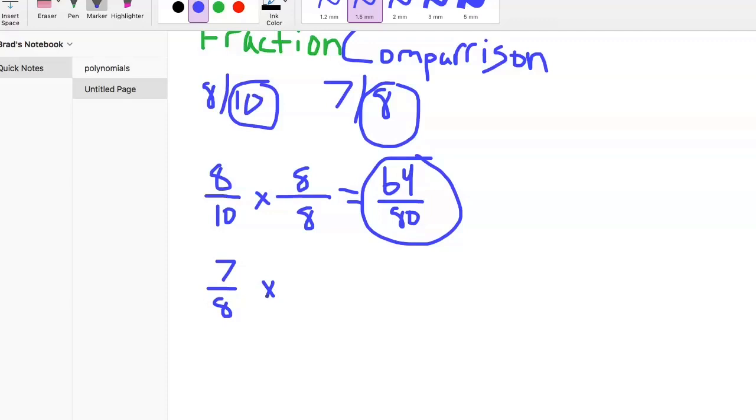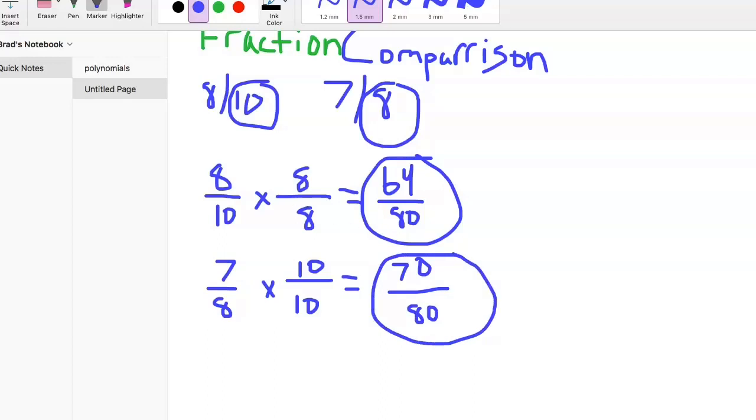And we want the denominator to be 80, just like it was up here, right? So then on this one, we'll make this 10. That means I got to make this 10 also, right? Okay. 7 times 10 is 70. 8 times 10 is 80. Boom. 70 out of 80. Right? So 8 out of 10 equals 64 out of 80, where 7 out of 8 equals 70 out of 80. Since 70 is greater than 64, 7/8 is greater than 8/10.